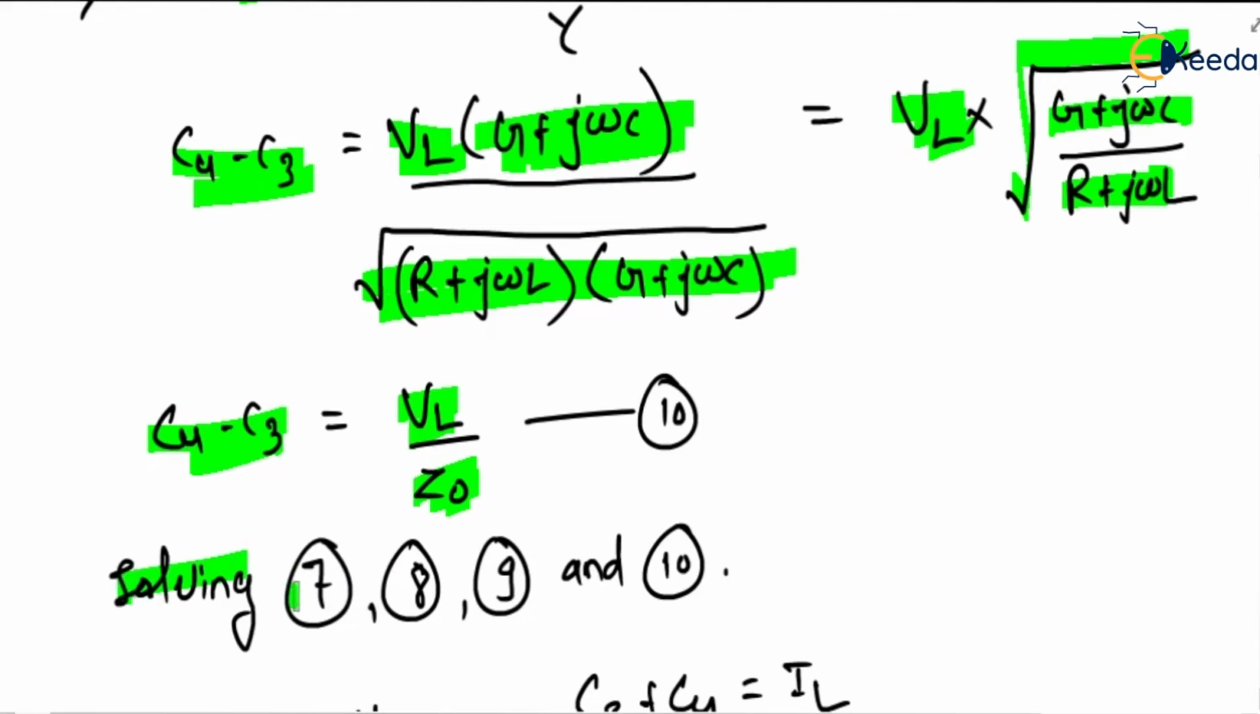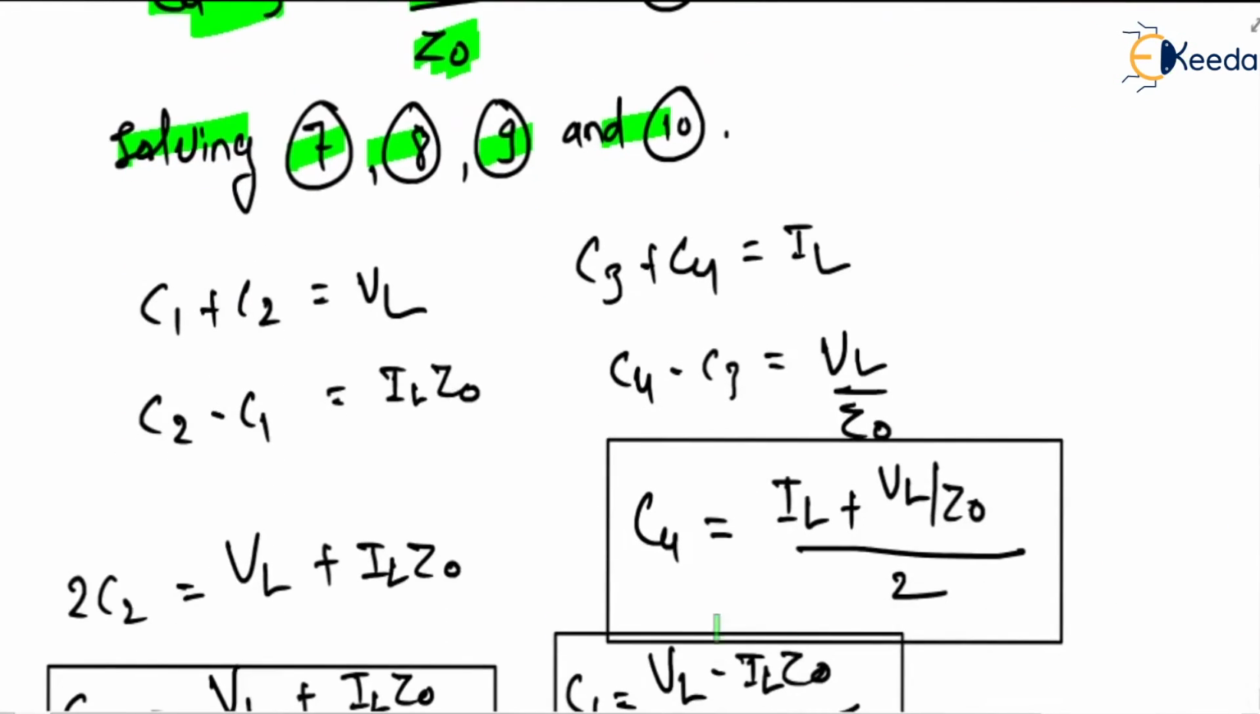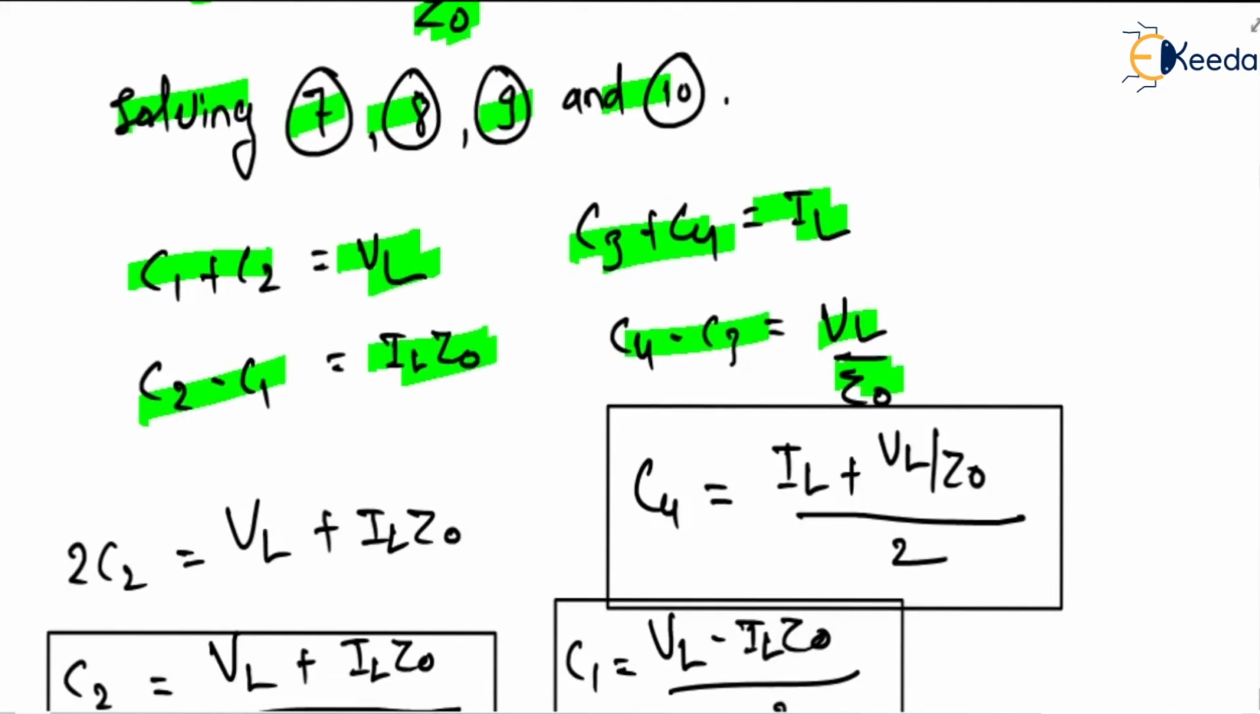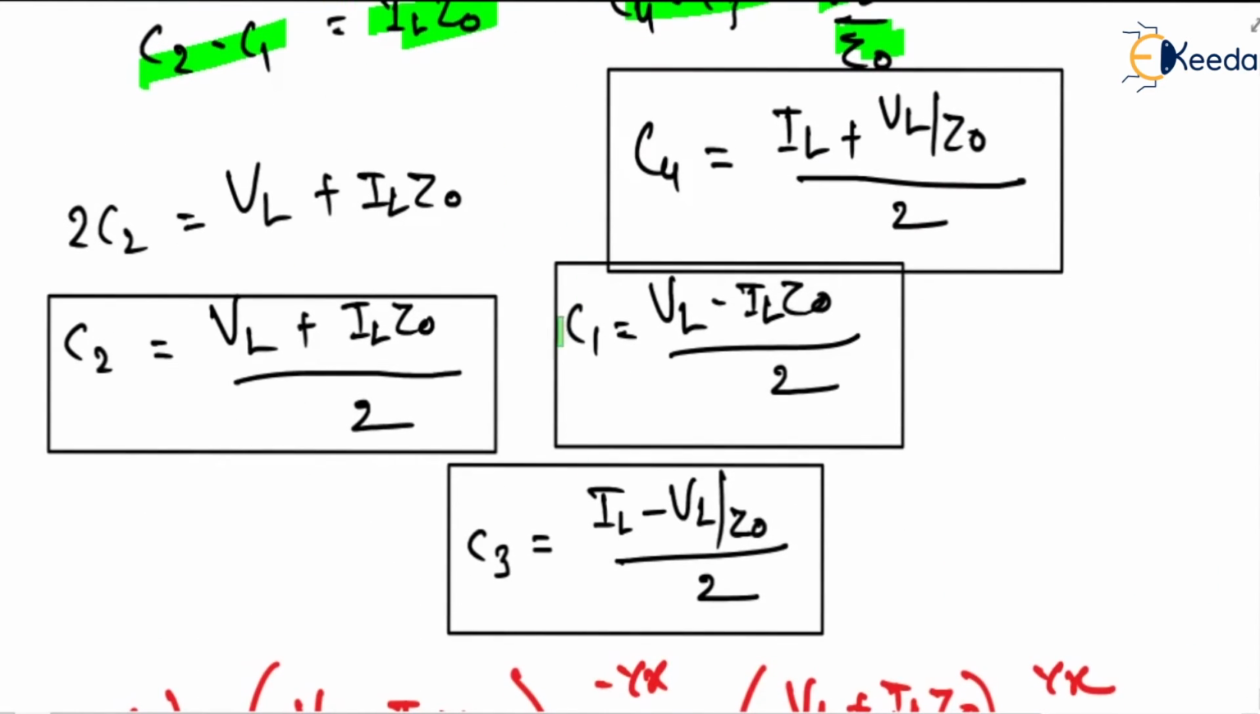So we are solving equations 7, 8, 9, 10. The first equation: C1 plus C2 is VL. C2 minus C1 is IL Z naught. C3 plus C4 is IL. And C4 minus C3 is VL by Z naught. When we solve these, we will get the values of C1, C2, C3 and C4.